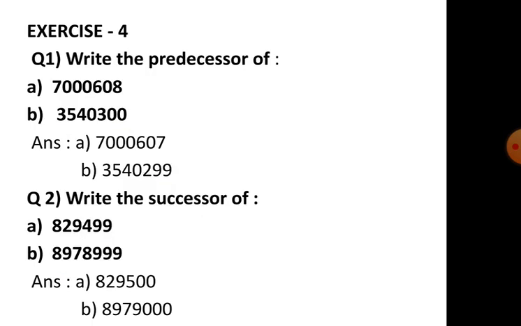Write the predecessor. Students, we had already discussed predecessors and successors when we were discussing the chapter large numbers. Predecessor means the number before and successor is the number next. For predecessor we subtract 1, for successor we add 1. In that way we can find out the answer.